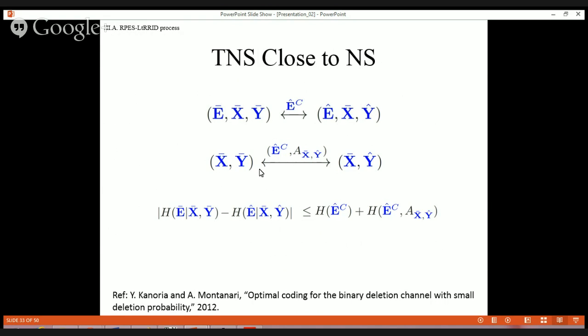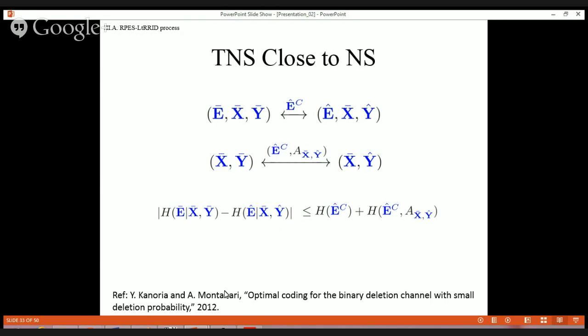Similarly, the pair XY and X Y hat are related through E complement and the alignment A, in the way that X Y hat can be determined from XY, E complement, and A. Also, XY can be determined from X Y hat, E complement, and A.